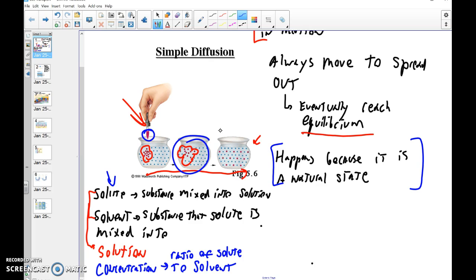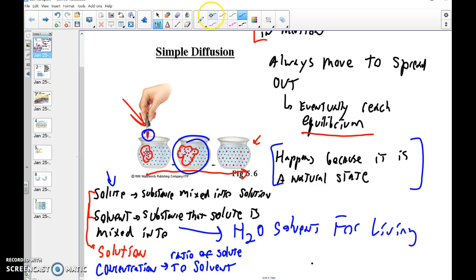Water is generally the solvent for all living things. All right, so water is the solvent for living things. So we always talk about living things and substances in living things in terms of how they react with water. And that's going to be a big deal as we get into the structure of the cell membrane.